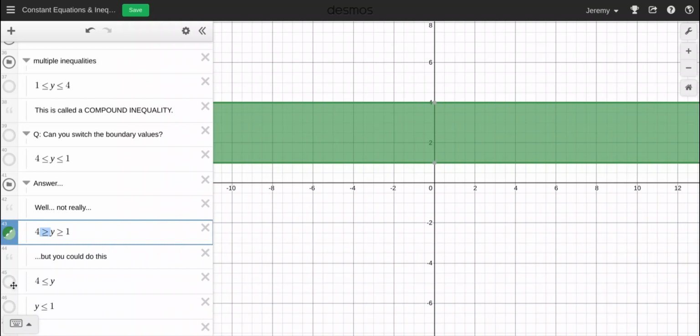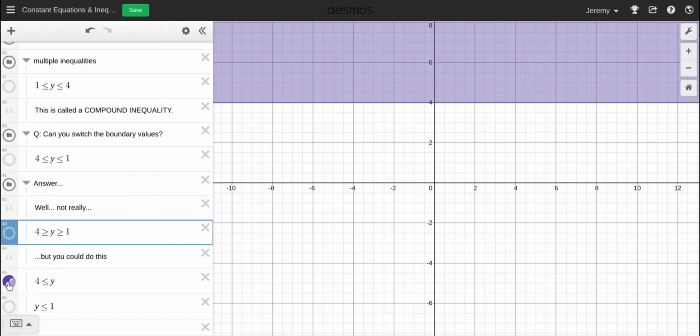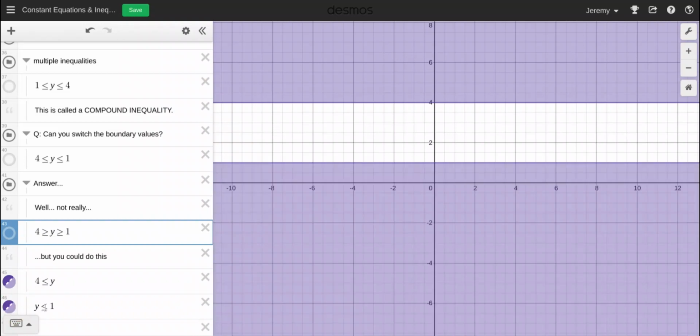You could also do this as well. This, remember, did not work: 4 is less than or equal to y, which is less than or equal to 1. What you can do is graph them individually. 4 is less than or equal to y looks like that. Again, 4 is less than or equal to what number? Numbers that are up here. Numbers like 5, 6, 7, 8. 4 is less than all those. And then y is less than or equal to 1 would be all these values.